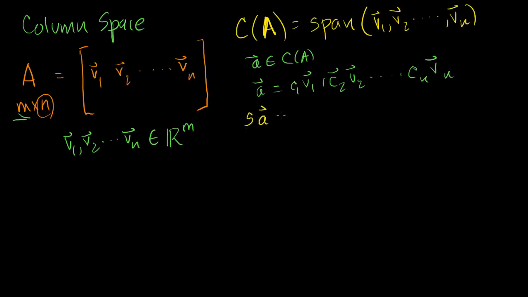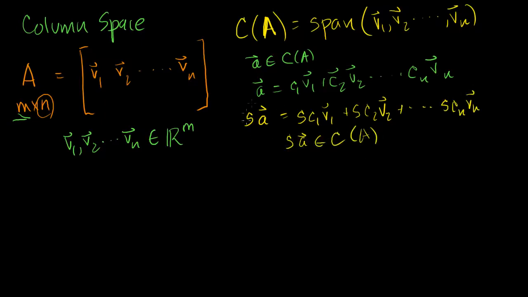Well, s times A would be equal to s c1 v1 plus s c2 v2 all the way to s cn vn, which is once again just a linear combination of these column vectors. So this sA would clearly be a member of the column space of A. And then finally, to make sure it's a valid subspace, and this actually applies to any span, this is a review of what we've done in the past, we just have to make sure it's closed under addition.